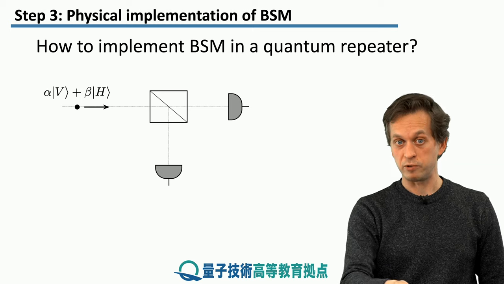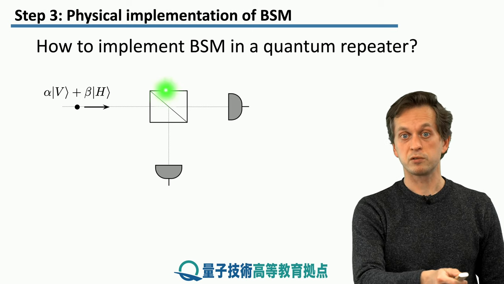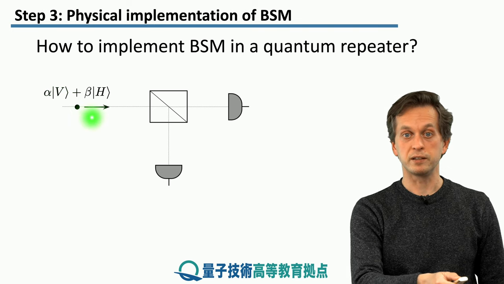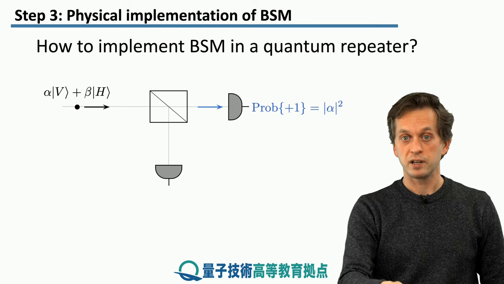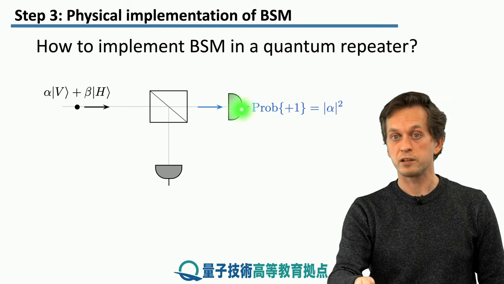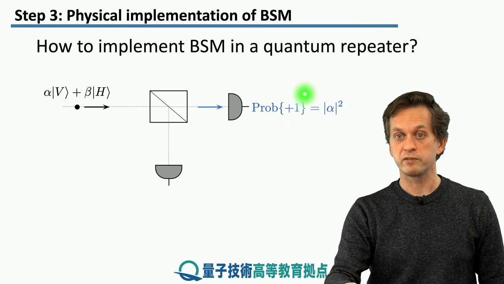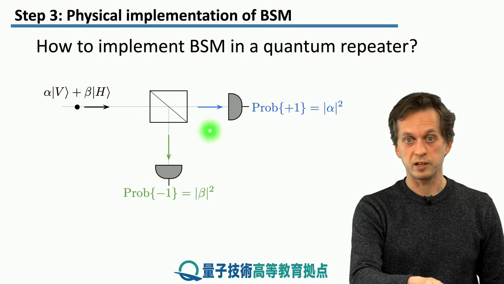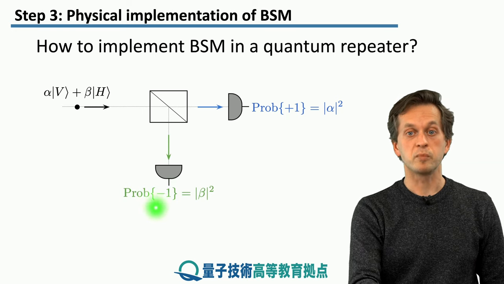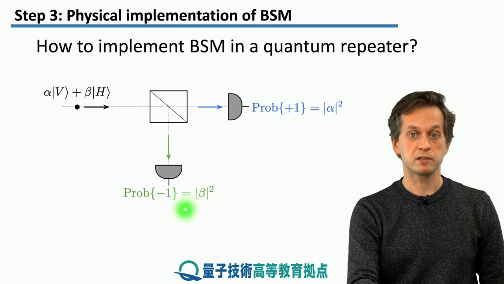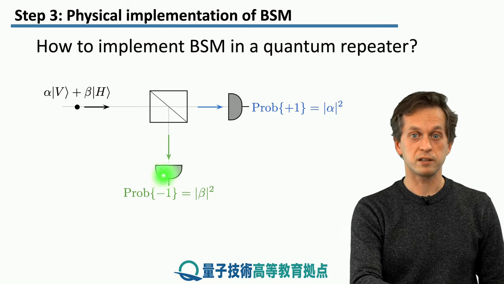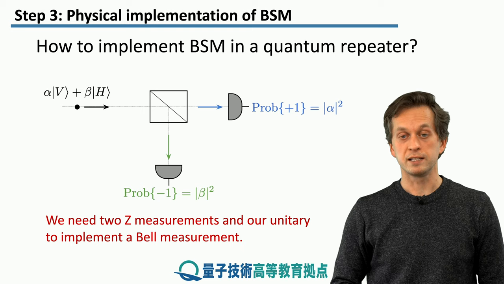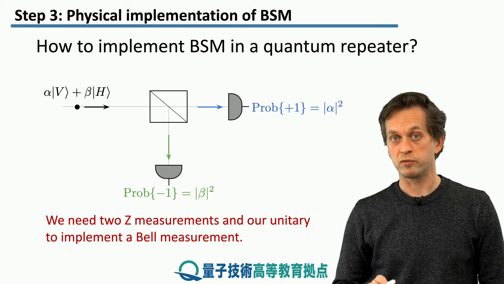Now, can you guess what happens if we actually put in a superposition of these two linear polarizations? Our state is given by alpha V plus beta H. What happens is that the photon has a chance to get transmitted, and this probability is given by mod alpha squared, and it also has a chance to get reflected and travel down into this other detector corresponding to the measurement outcome minus 1. And the probability of getting a minus 1, which means probability of triggering this detector, is given by mod beta squared.